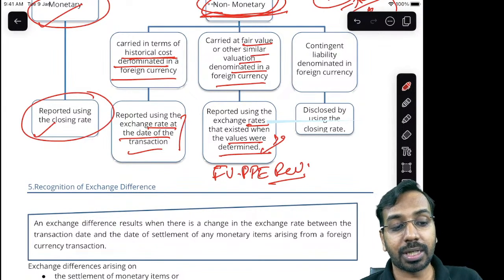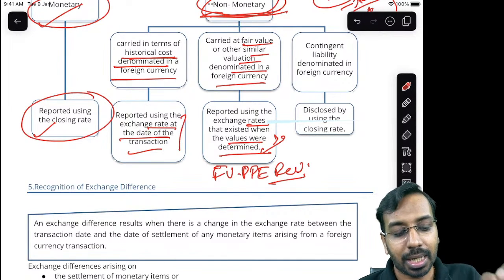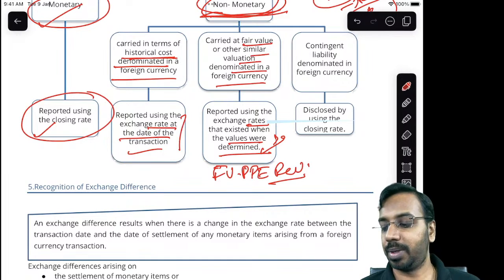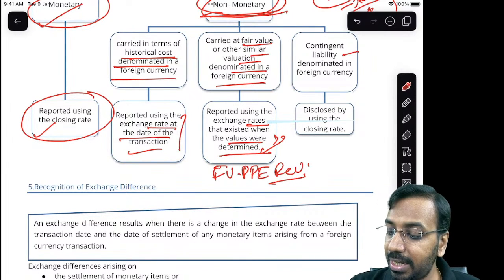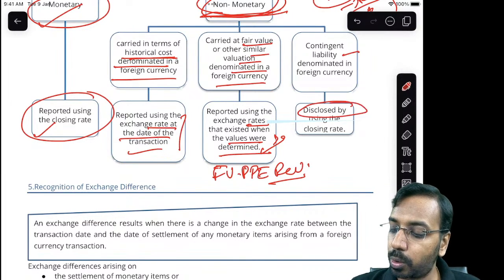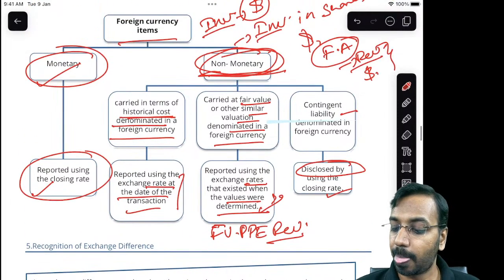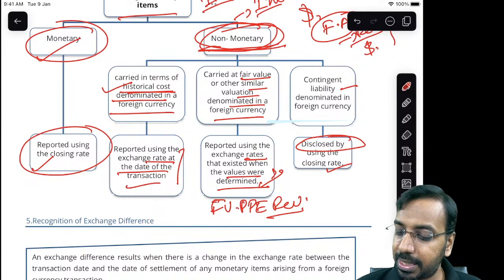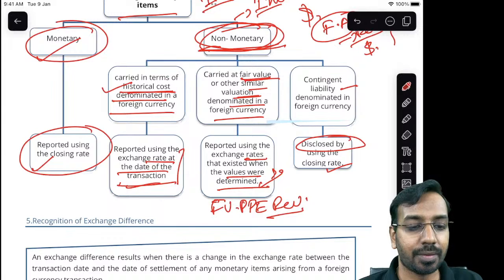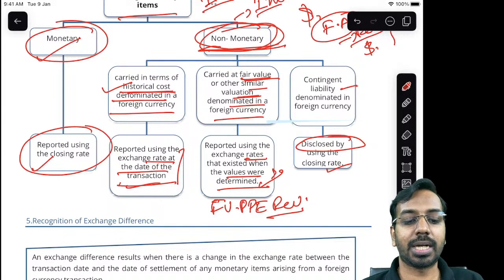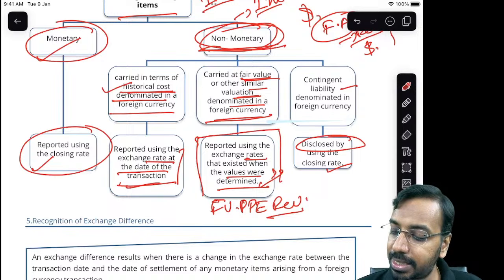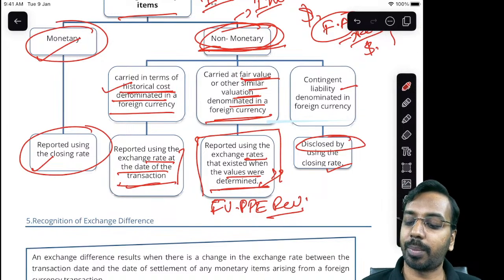So, for revaluation cases, take the date of revaluation, consider that rate and account for it and report it using the same basis. Then, a contingent liability is anyway disclosed using the closing rate, right? So if it is historical cost basis, date of transaction. If it is fair value or other valuation, like say NRV, inventory is valued at lower of cost and NRV, using that basis, you will report it using the exchange rate on which those values were determined.